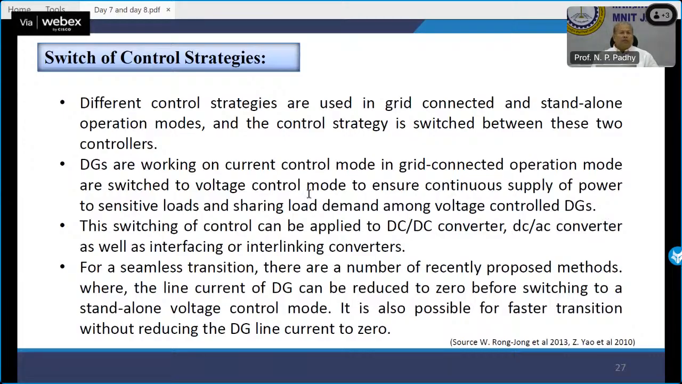This switching of control can be applied to DC-DC converter, DC-AC converter, as well as interfacing or interlinking converters. For a seamless transition, there are a number of recently proposed methods that you can refer to in the literature, where the line current of distributed generators can be reduced to zero before switching to standalone mode or islanded mode, voltage control mode. It is also possible for faster transition without reducing the DG line current to zero. Is it okay?